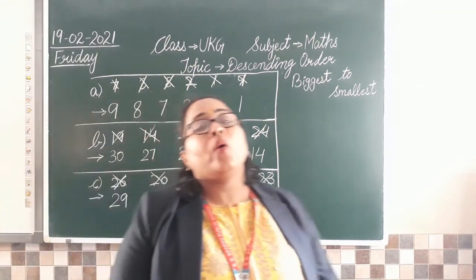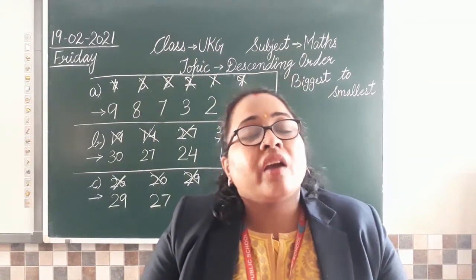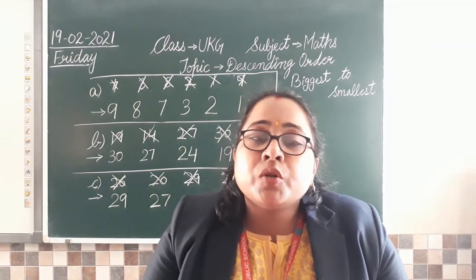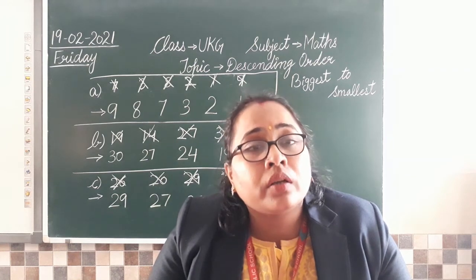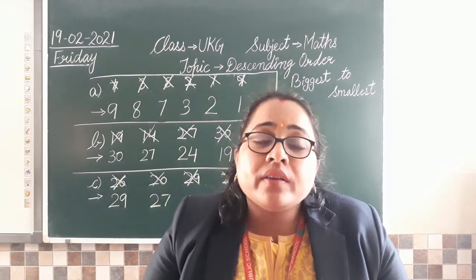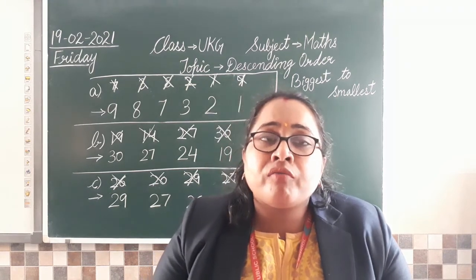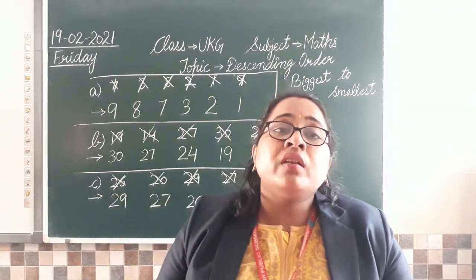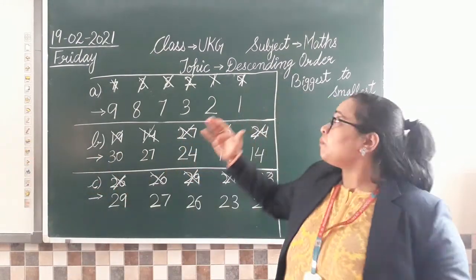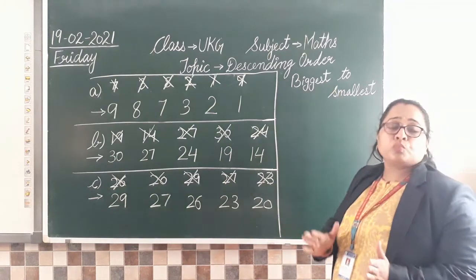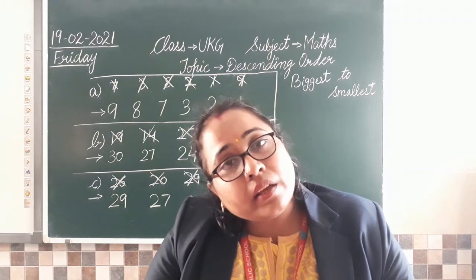So class, I hope now you have understood what is descending order. We have been doing it many times. So today it was a revision class for the topic, and I hope you all are thorough with the topic now. What is descending order? Whenever we arrange the given numbers from biggest to smallest, that is called descending order. Is that clear to all?